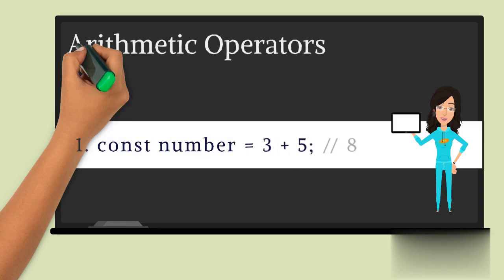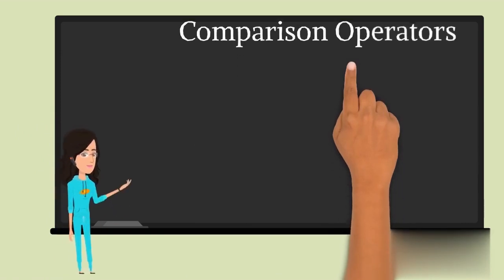For example, see on the screen, const number equals 3 plus 5. Here the plus operator is used to add two operands. Here the plus is an operator and 3 and 5 are the two operands.